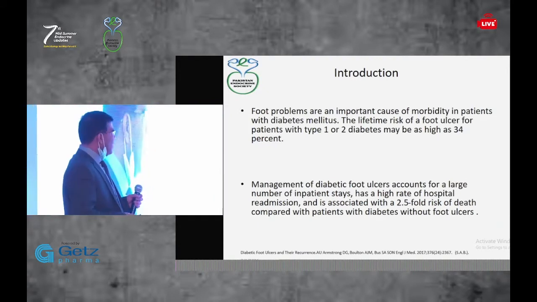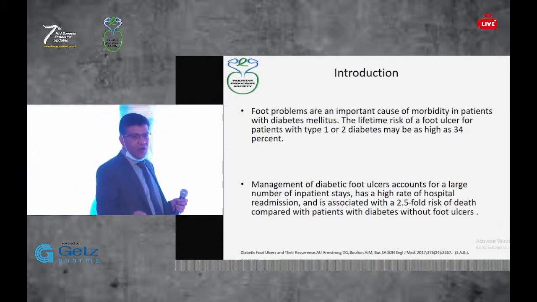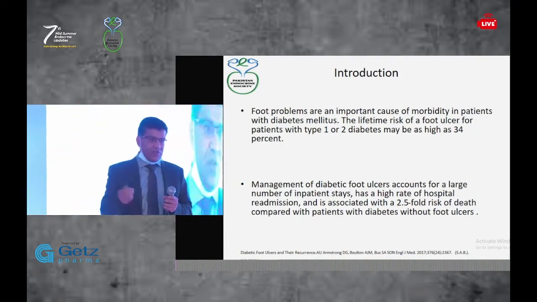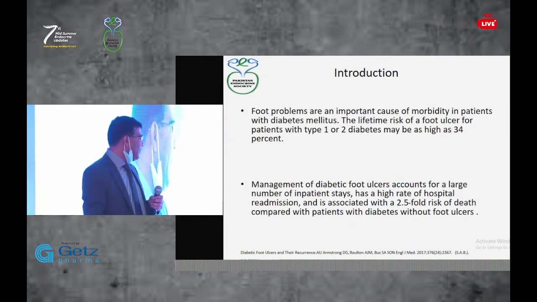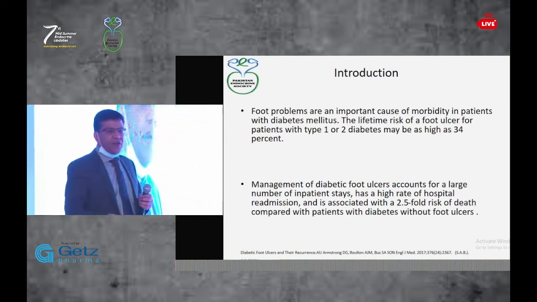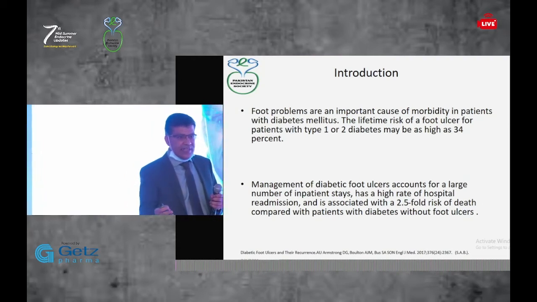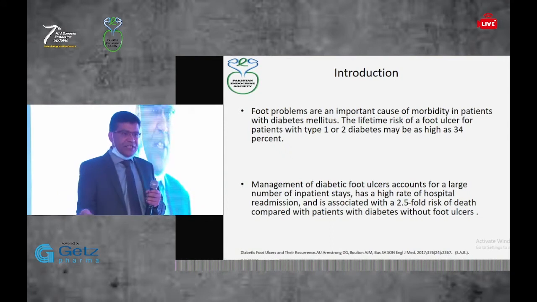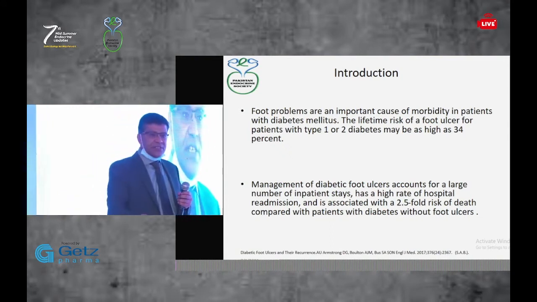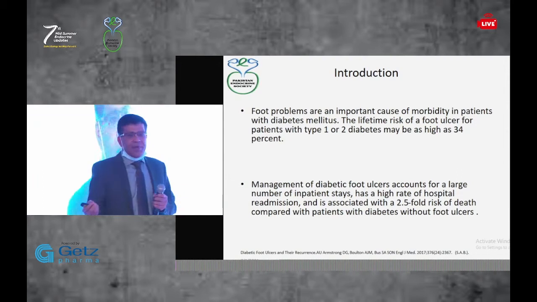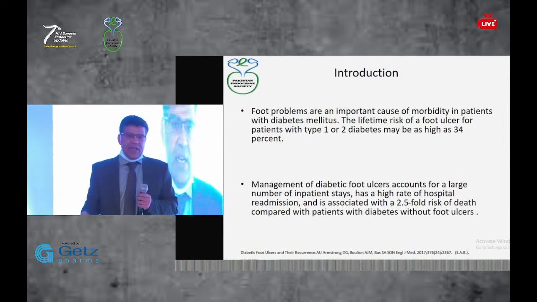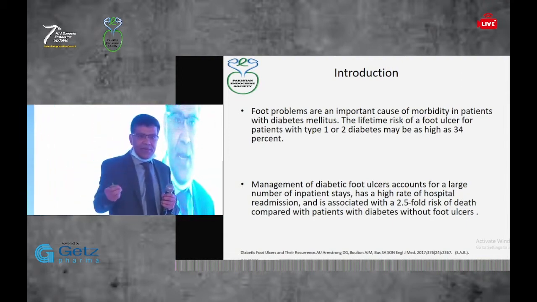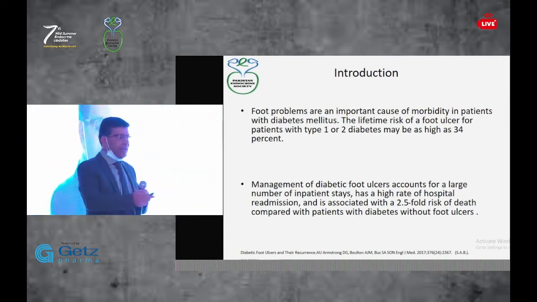Foot problems are an important cause of morbidity in type 1 and type 2 diabetes, and they occur in 34% of both type 1 and type 2 diabetic patients. The management of foot ulcers takes a lot of cost and long admission stays, and patients who develop a diabetic foot ulcer have 2.5-fold increased mortality compared to diabetic patients who do not have foot ulcers.